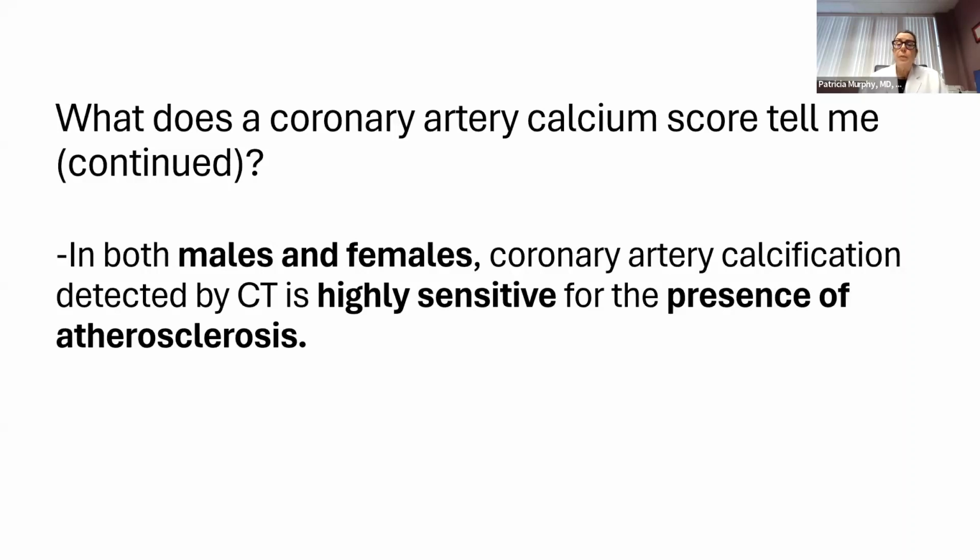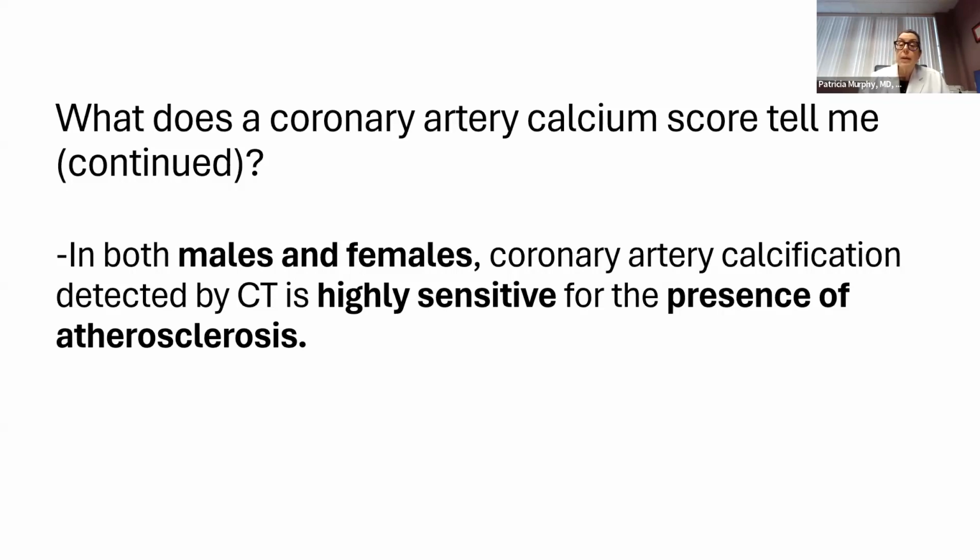In both males and females, the presence of coronary artery calcification detected by CT is highly sensitive for the presence of atherosclerosis. So if you have any visualized plaque on a coronary CT scan, that means you have plaque in your heart arteries. And importantly, you also have those soft plaques. The coronary artery CT score does not see those soft plaques, those ones I described as nasty, with the fat and the inflammation and the thin caps that can go on to cause heart attacks.